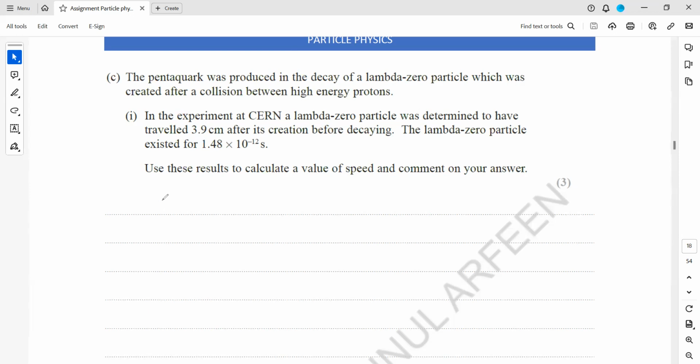So speed is distance divided by time, because we assume it does not accelerate. The distance is in centimeters, so we have to convert it into meters: 9.3 divided by 100. Then the time is 1.48 times 10 to the power minus 12. When we divide, this gives us a speed of 2.64 times 10 to the power 10 meters per second. So this is the speed.